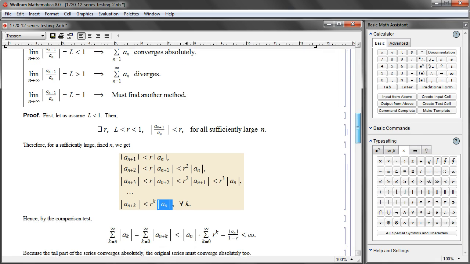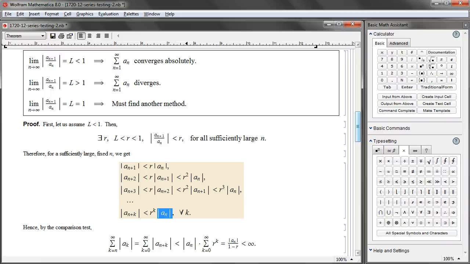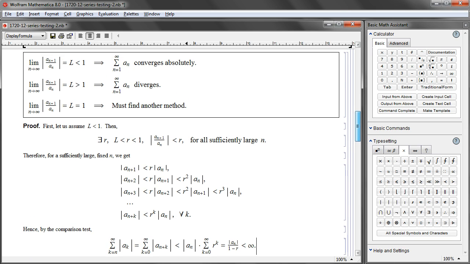So what do we have? If we just add up the tail part of the series, then the summation of a_k is actually less than this a_n, which came from here, times the geometric series, and the geometric series converges. So the tail part of the series converges, and that's enough, because the head part, where k is running from 1 to n minus 1, is going to be finite anyway. So by the limit rule, we have to have a convergence.